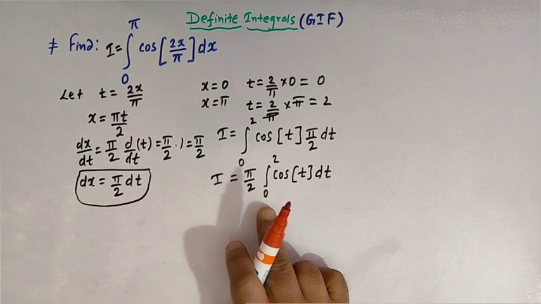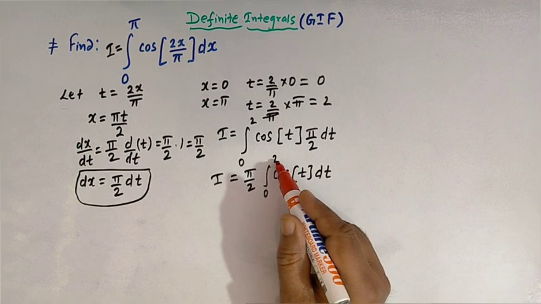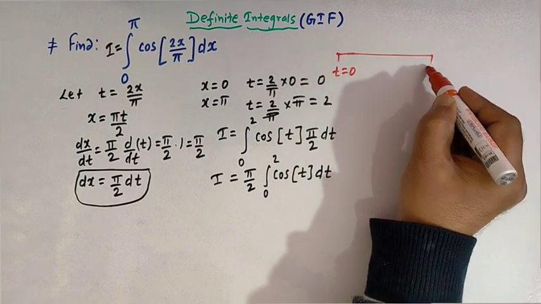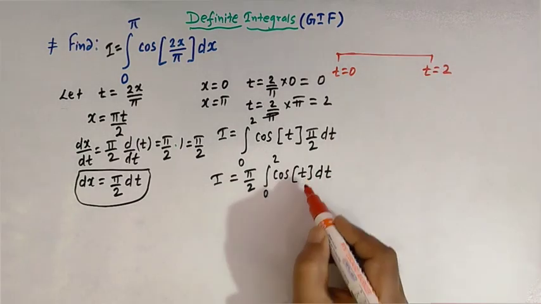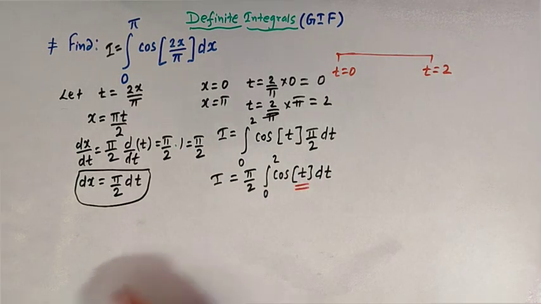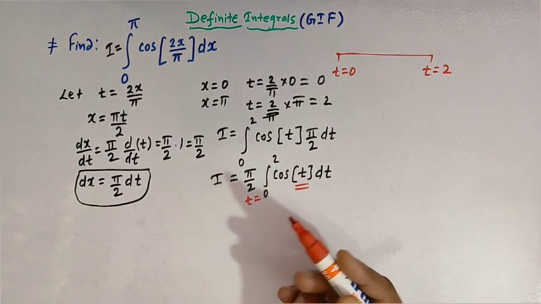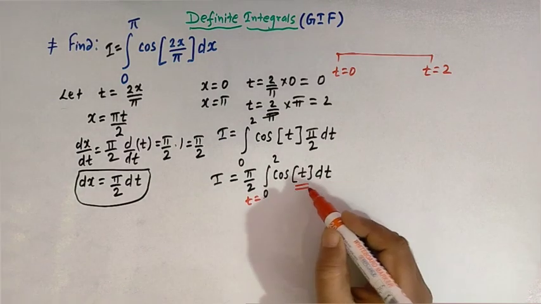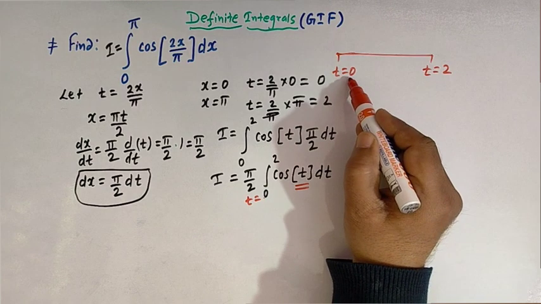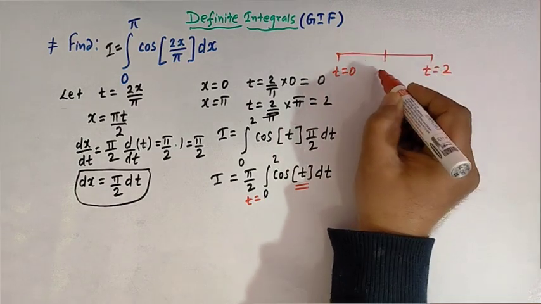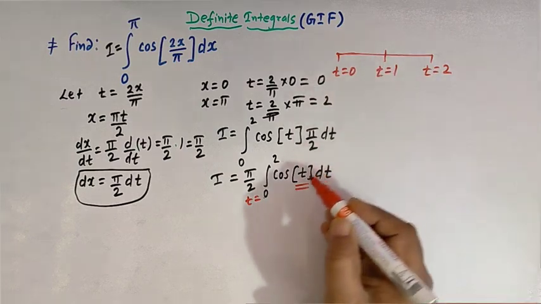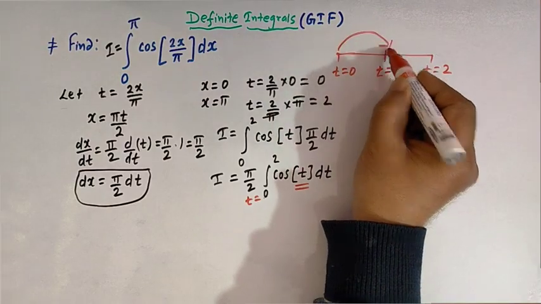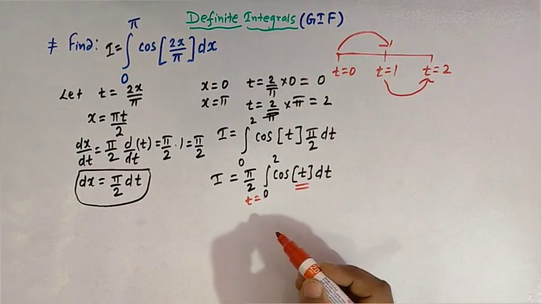So here we see that the limits vary from 0 to 2, right? So here we can write t is equal to 0, and here we can write t is equal to 2, right? And here we have the greatest integer of t, and t varies from 0 to 2. Now see, whenever we come across the greatest integer function, we always search for the integers, right? So here we have 0 and 2. So between 0 and 2 we have the integer 1. So what we will do, we'll break this integral as a sum of two integrals. So the first one goes from 0 to 1, the second one goes from 1 to 2, right?